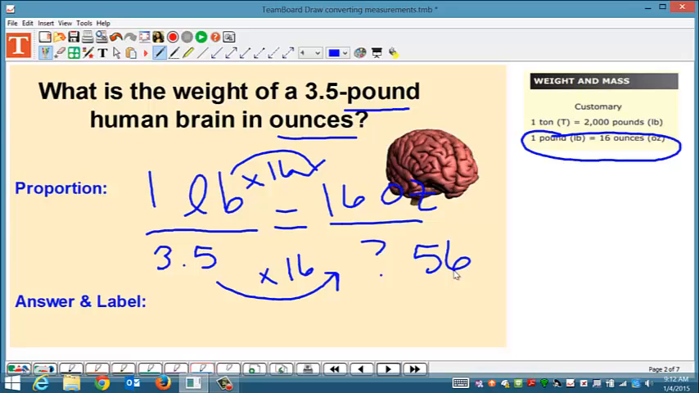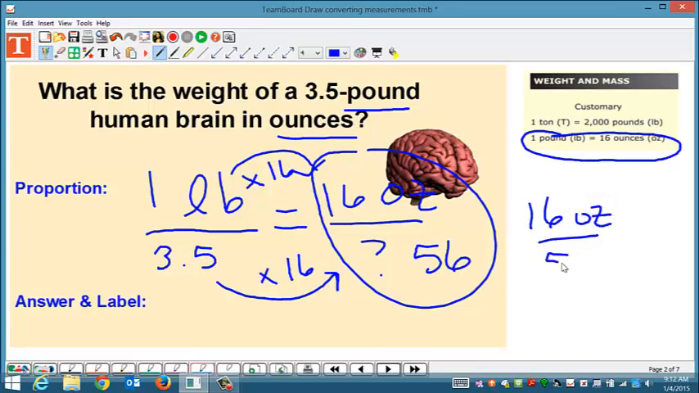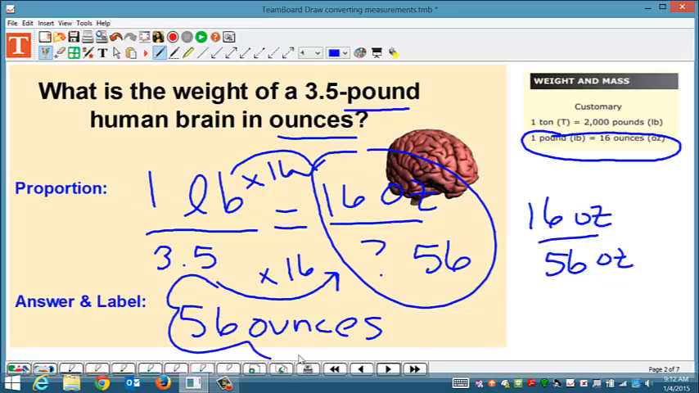A lot of people want to say, okay, this is my answer, 56 ounces. But that's not what it's asking. You have to go back and answer the question. The question is, what is the weight in ounces? So the weight in ounces was what we solved for. It was the 56. 56 ounces. This would be your answer and label right here. Pretty easy, right? Okay, let's try another example.